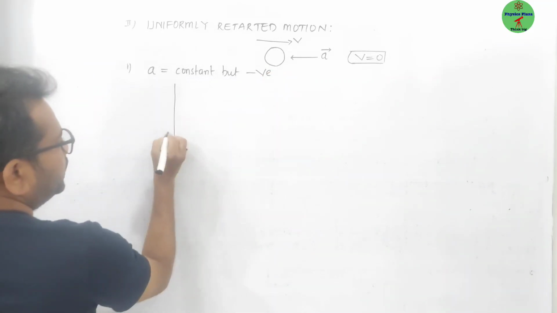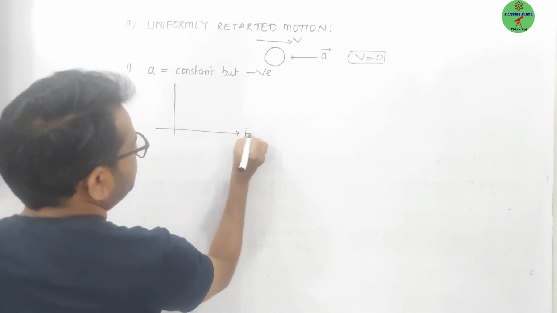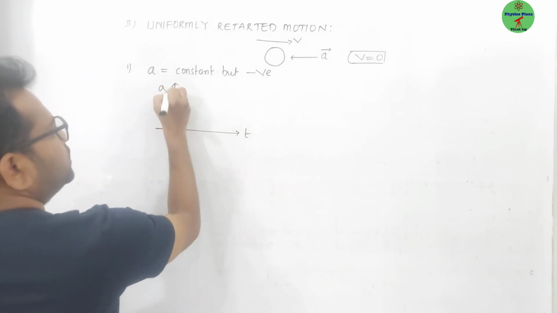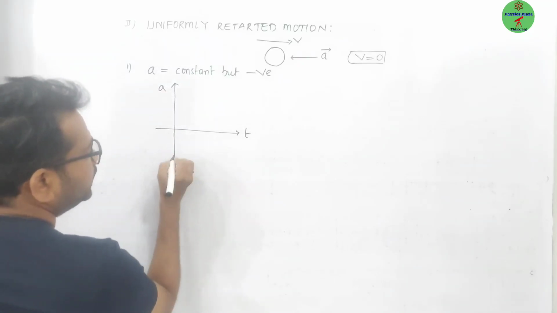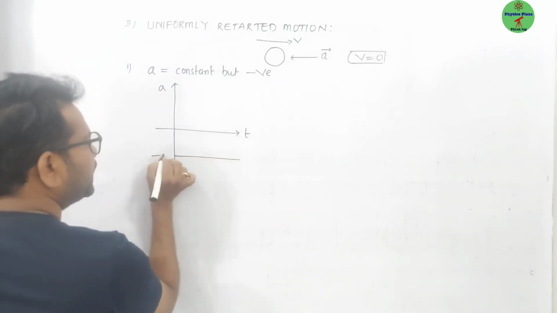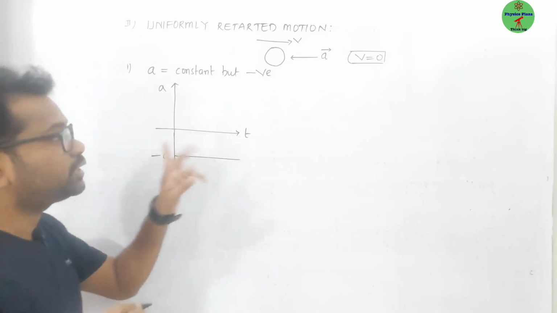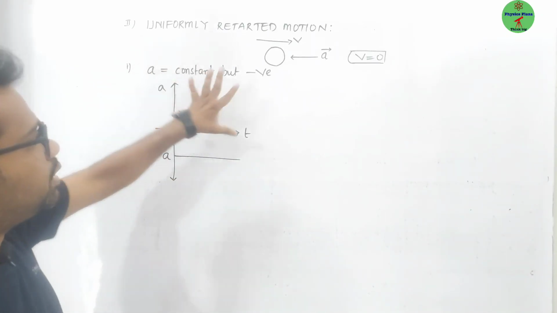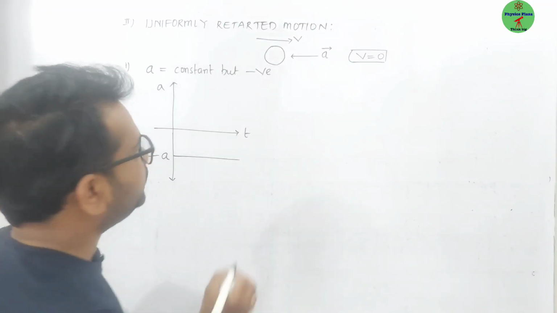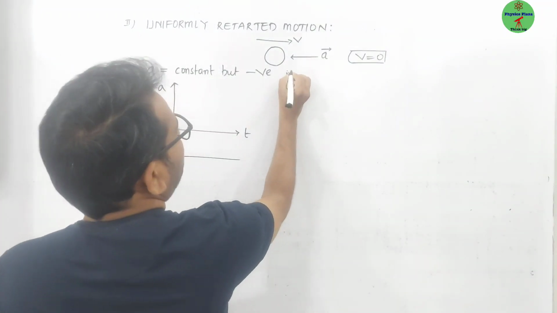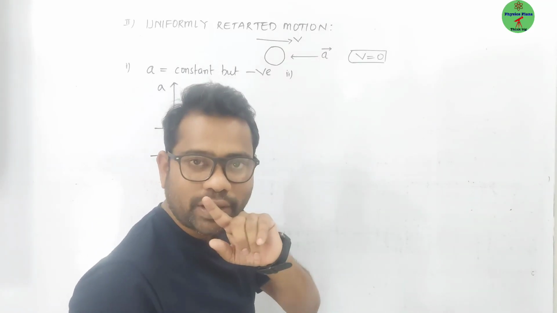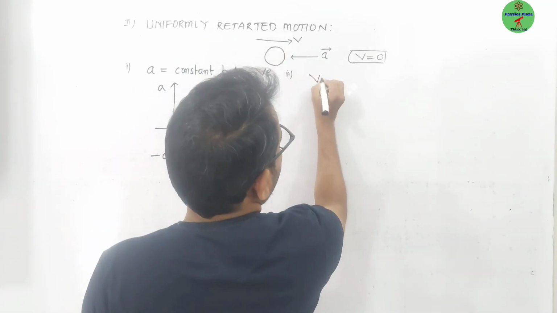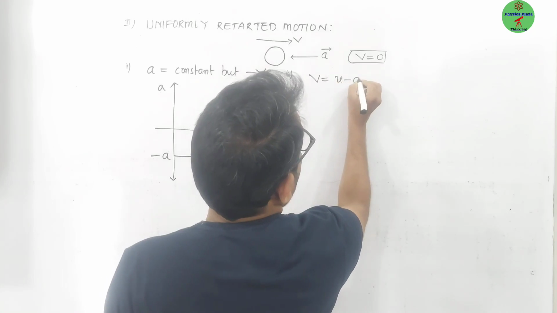Then how are we going to get the acceleration time graph? With time on one axis and acceleration on the other, do we get it on the positive side? No. Here we are going to get a negative acceleration on the negative side, but it is a constant. This is how the acceleration time graph is going to be. That's it, over. Okay, fine. And here the second one, V is equal to U plus AT. But here A is negative, right? So we can write V is equal to U minus AT.